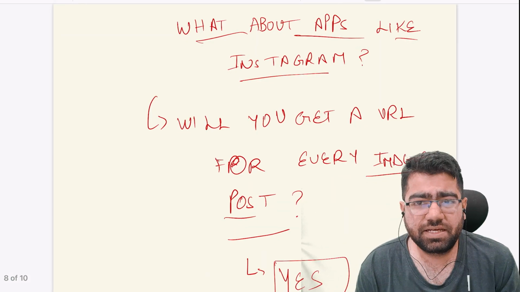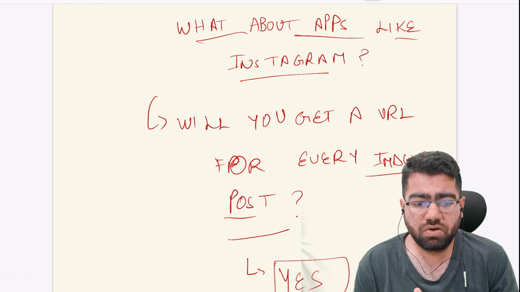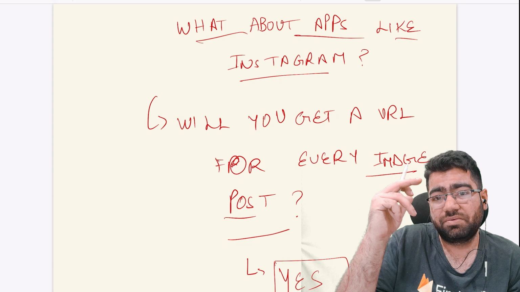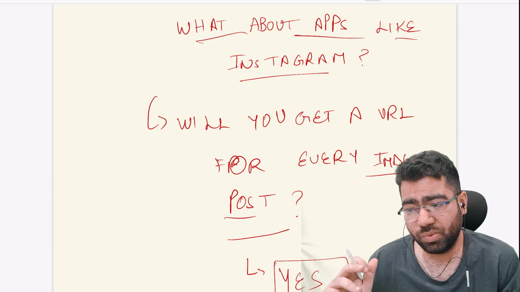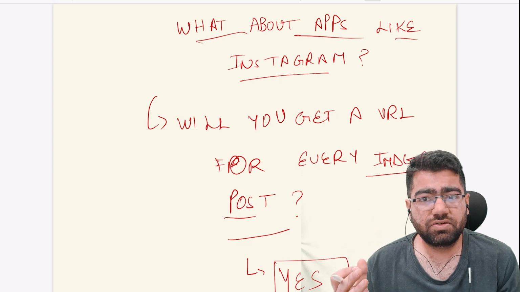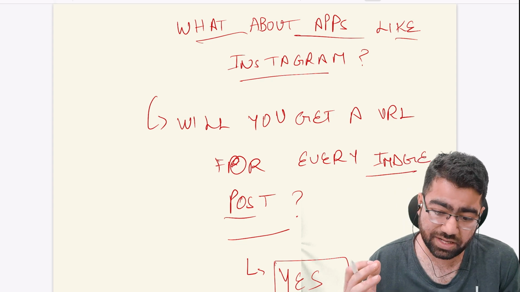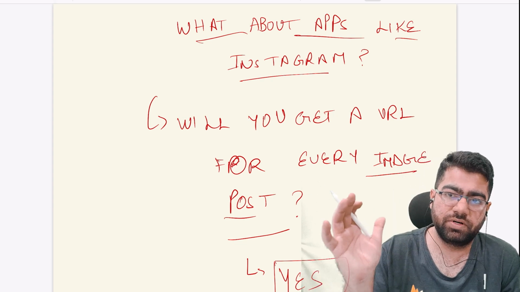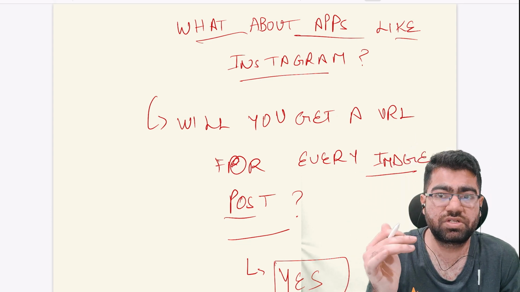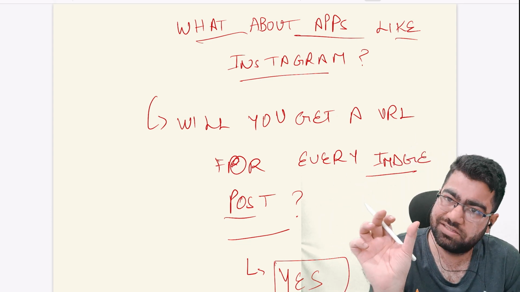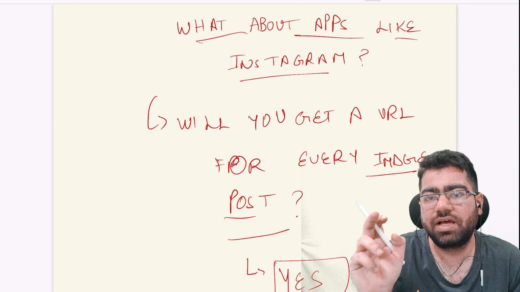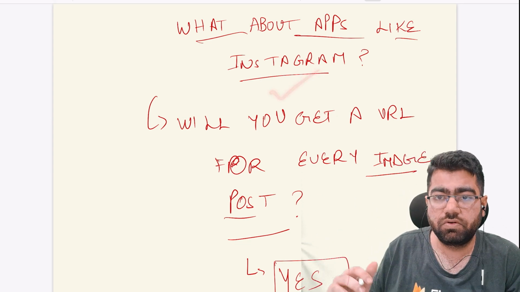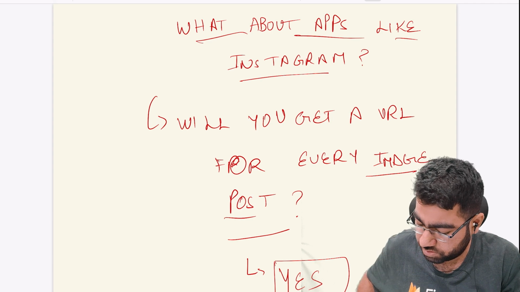Now what about apps like Instagram? Would you make a call to the backend server and it will return a URL for every post that you scroll? Well, no, it does not happen like that. Whenever you are scrolling your feed, first of all your feed is loaded. In your feed there are some posts. In those posts, yes, there is a URL, and that URL actually points to the CDN from which the image or reel, whatever you are searching, will be served to you.